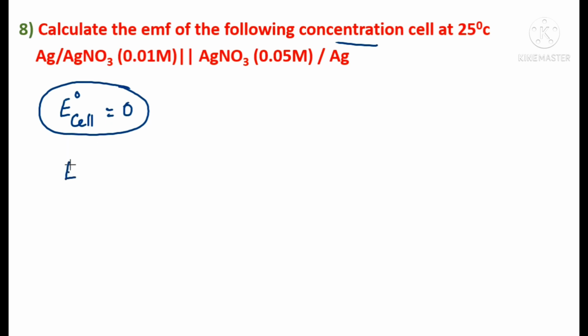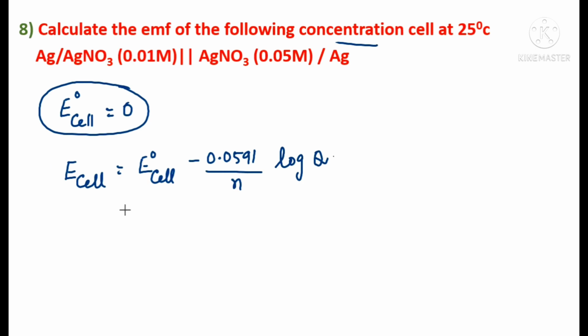The one thing you should always hold in mind is that for a concentration cell, E0 cell will always be equal to 0. This is a very important thing for concentration cells, so that you can easily calculate using the Nernst equation. So what is the formula? E cell is equal to E0 cell minus 0.0591 by n log of Q, the concentration ratio. Now using this formula it is easy to calculate.